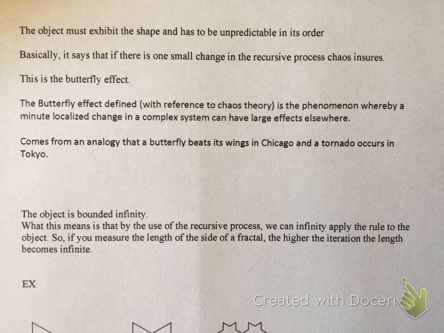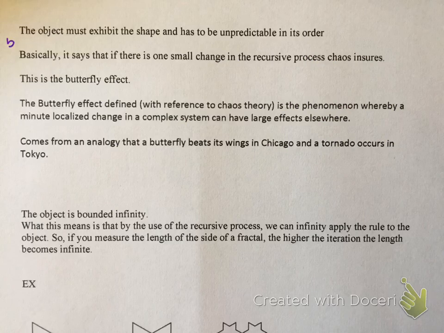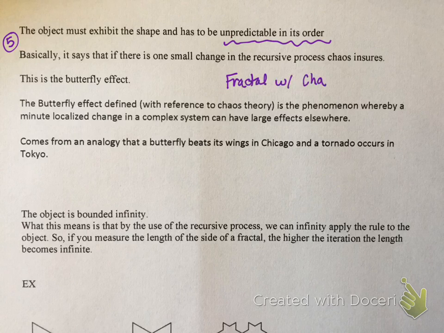Okay, so that was fractal dimension, which is the fourth criteria for something to be a fractal. Now we're going to look at the last two, starting with the fifth one. The object must exhibit the shape and has to be unpredictable in its order. So basically it's saying that if there's one small change in the recursive process, chaos ensues. So you're always going to see the study of fractals with chaos theory.